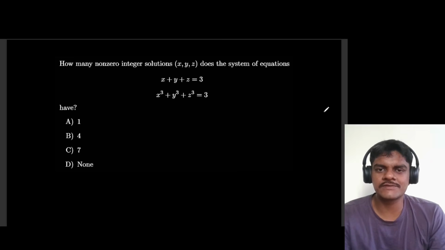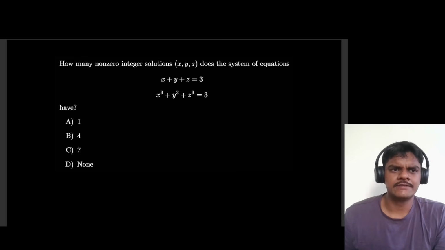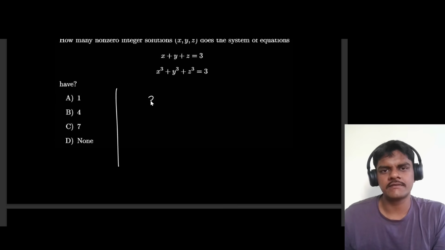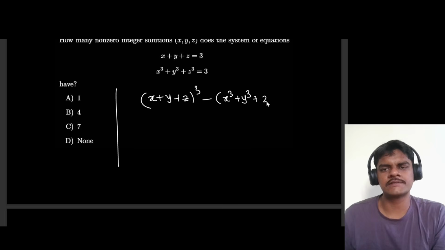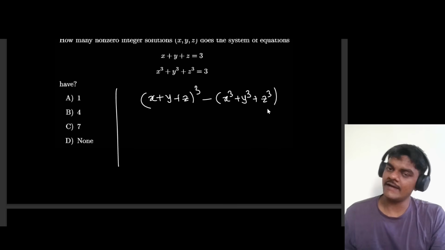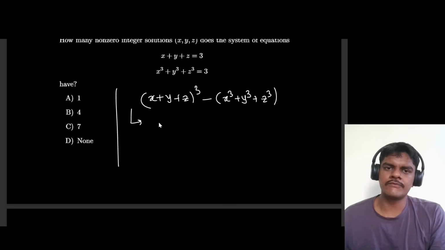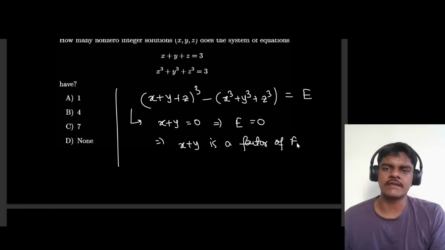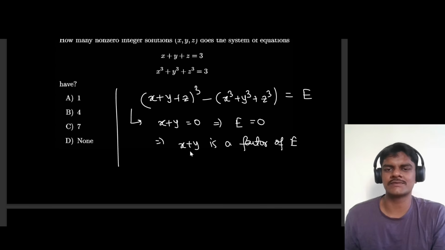I hope you have paused. Okay, so what is the thing? There is an identity which we want to use. What is it? If I have (x plus y plus z) whole cube minus (x cube plus y cube plus z cube), will it have this expression? If you put x plus y equal to 0, let's say this expression is E, implies E is equal to 0. That implies x plus y is a factor of E. E for expression. I just used it.